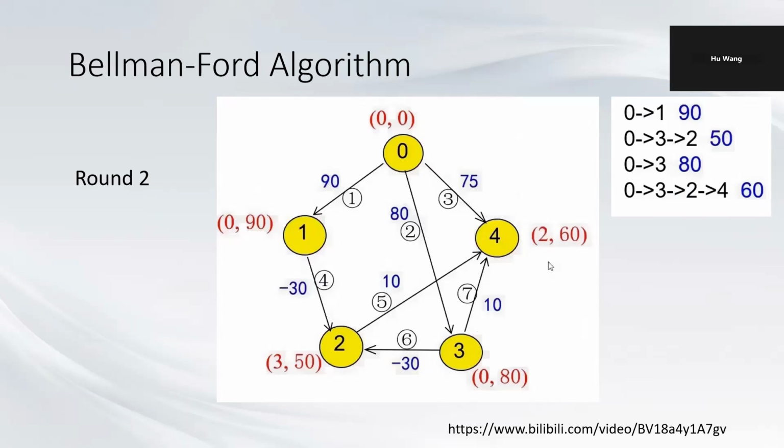So the longest chain in any shortest path has the biggest number of nodes, and the biggest number of edges is V minus 1. So at least V minus 1 iterations can solve the problem if there's no negative cycle. So that's why it can work. It's a pretty smart algorithm because it's based on previously stored numbers. That's how DP works, right?